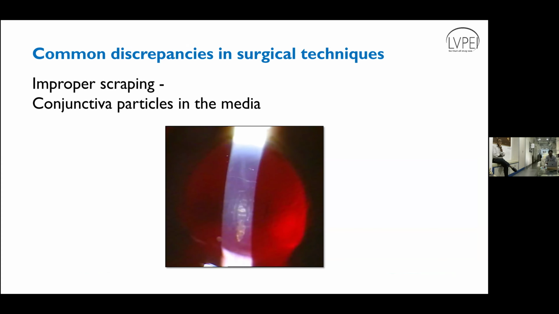If you don't do the proper scraping, you will be left with some conjunctival pieces on the sclera. Those conjunctival pieces will come along with the cornea into the MK media, and the conjunctival pieces will contaminate the entire media. So ultimately, the cornea will get infection. So make sure that the scraping is done properly, 360 degrees, and that there are no conjunctival pieces or particles on the sclera before starting the corneal excision.